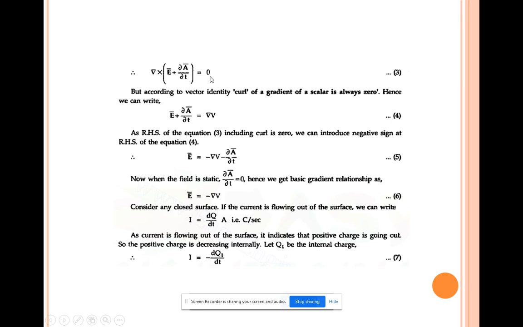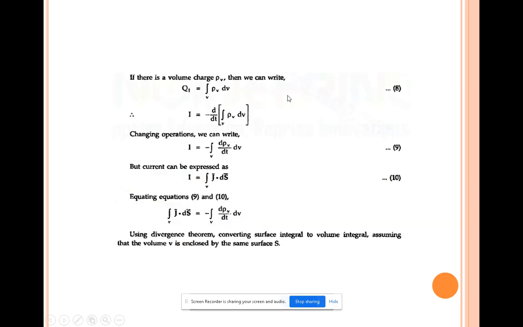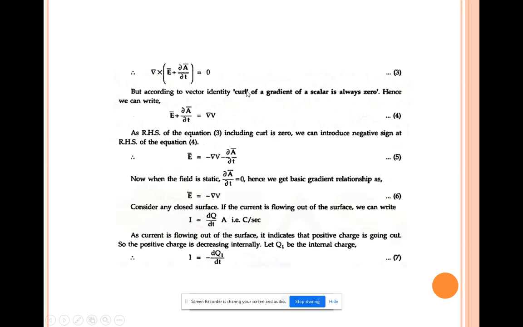Okay. So according to the vector identity, the curl of a gradient of a scalar is always going to be 0. Curl is nothing but del cross. Curl is del cross. Okay. Upper del cross is the curl, upper gradient. Gradient is just del. Curl of a gradient del, so del cross del of something A equal to 0. A is a scalar, A or B or C, whatever it is.